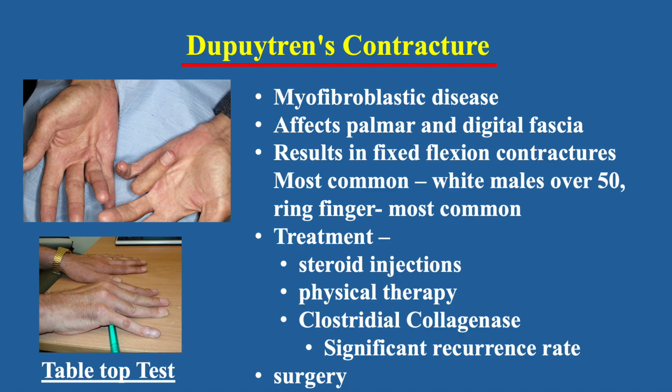As the cords thicken and shorten, they cause fixed flexion contractures of the fingers at the MCP and PIP joints. The 4th digit is most often affected. The tabletop test is performed by having the patient attempt to place the palm flat on the exam table. If there's any flexion contracture deformity, the patient cannot straighten the fingers, resulting in a positive test.